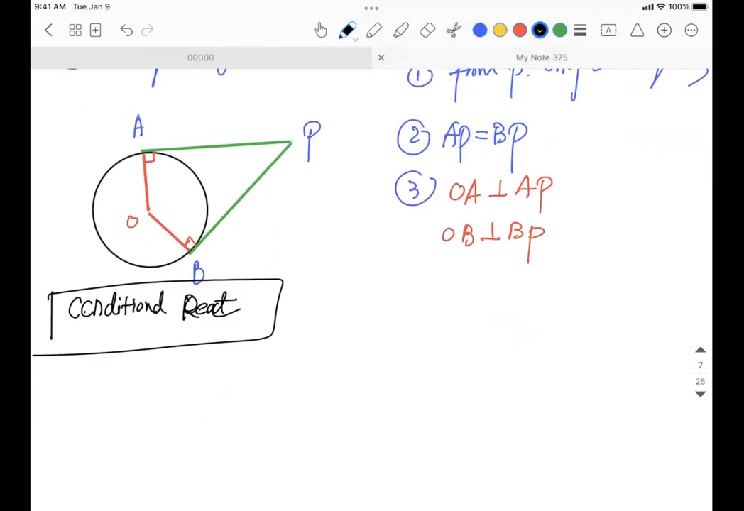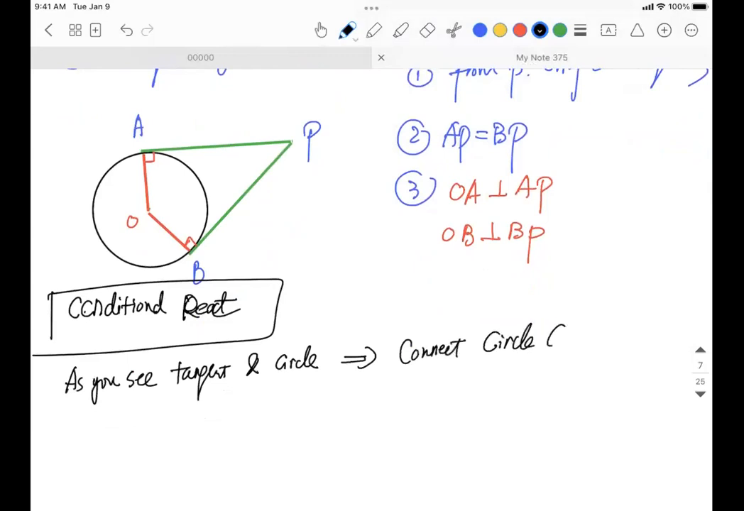My first conditional react will be, as long as you see tangent and circle, automatically you want to connect circle center and tangent foot. Because as long as you do the connection, you will automatically generate a perpendicular.